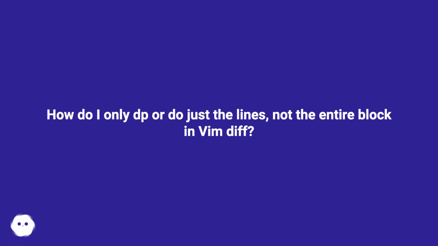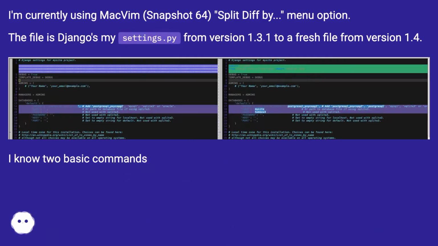How do I only dp or do just the lines, not the entire block in vimdiff? I'm currently using MacVim, snapshot 64, split diff by menu option. The file is Django's mysettings.py from version 1.3.1 to a fresh file from version 1.4.